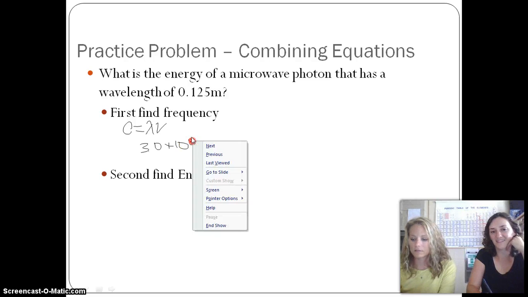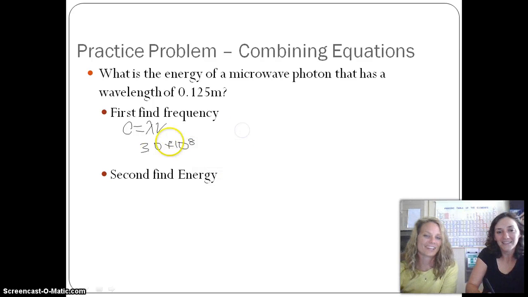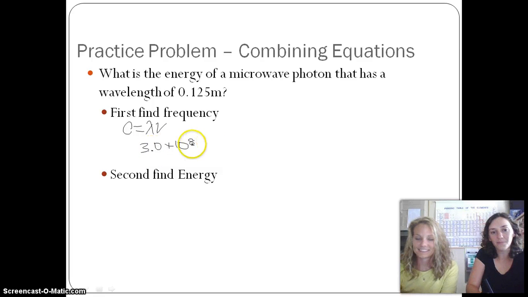Is it 9th or 8th? Oh, crap. It's the 8th. Yes, I was right. Darn it. Times 10 to the 8th, and that's a 3, not a 30, meters per second.